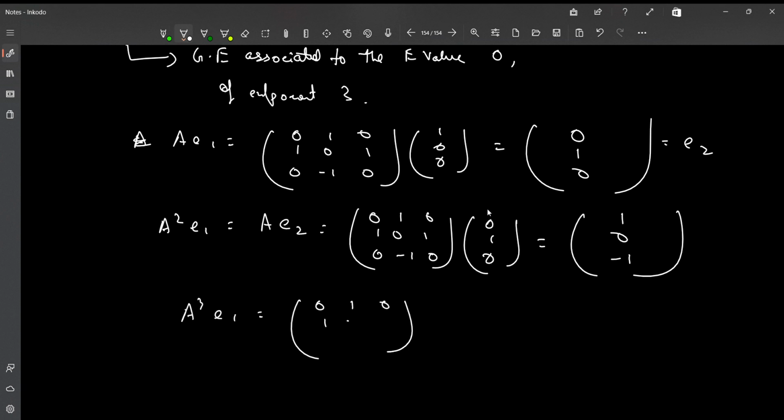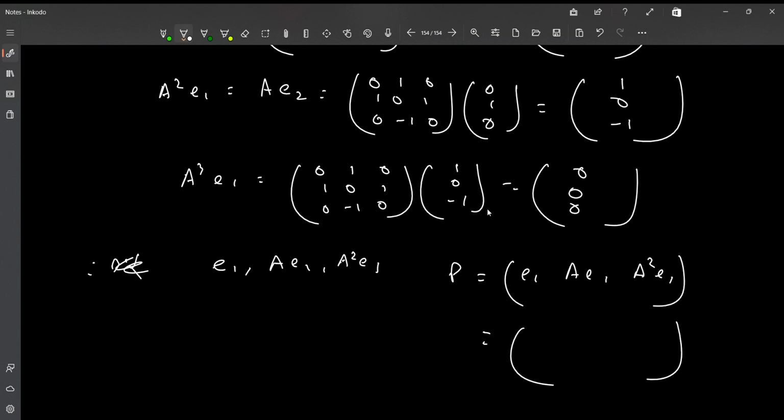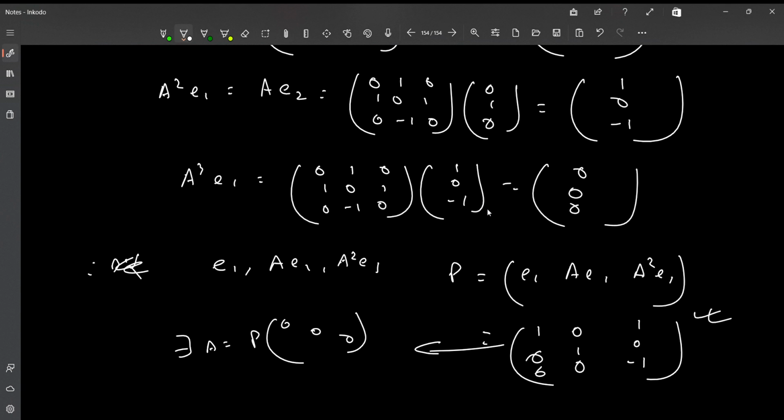Okay. Then what is A cubed of E1? It's 0, 1, 0, 1, 0, 1, 0, minus 1, 0 times 1, 0, minus 1. So 0 times 1, 1 times 0, 0 times minus 1, 0; 1 times 1, 0 times 0, 1 times minus 1, 0; 0 times 1, minus 1 times 0, 0 times 1. Yeah, so it's 0. So E1 will suffice, right? Therefore, the Jordan generators, I should say, are E1, A E1, A squared E1. So consider the matrix P with columns E1, A E1, A squared E1: 1, 0, 0; A E1 came out to be 0, 1, 0; and A squared E1 is 1, 0, minus 1. Then A equals P times J, where J was the 3 cross 3 Jordan block for 0, times P inverse. Right?